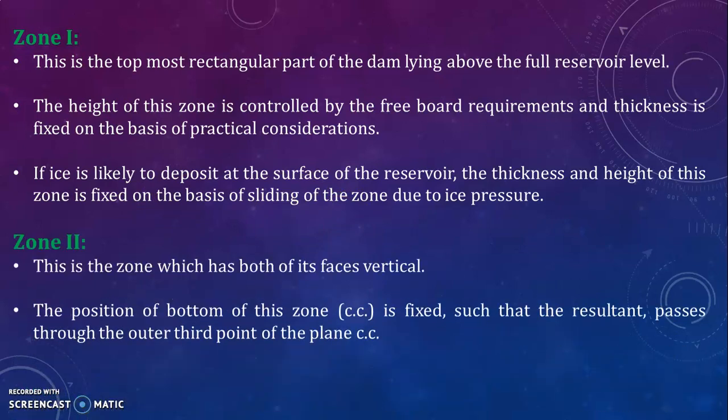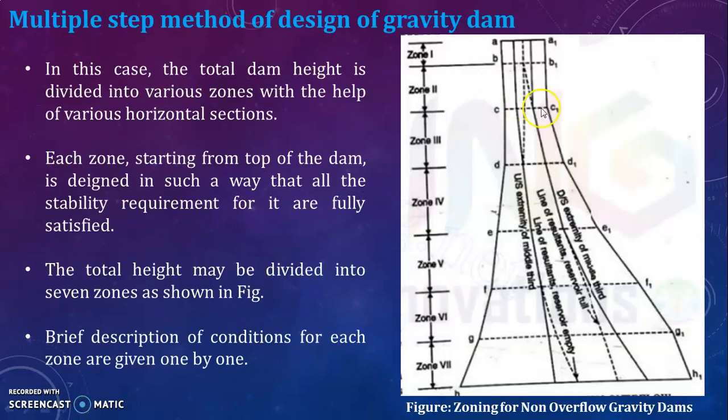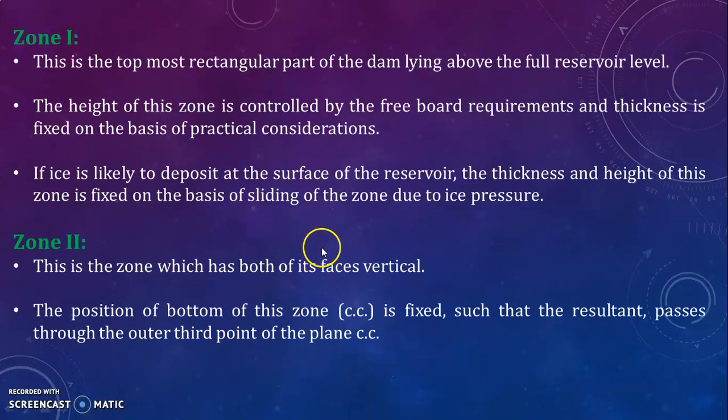Zone 2. This is the zone which has both of its faces vertical. The position of the bottom of this zone, that is CC, is fixed such that the resultant passes through the outer third point of the plane CC.